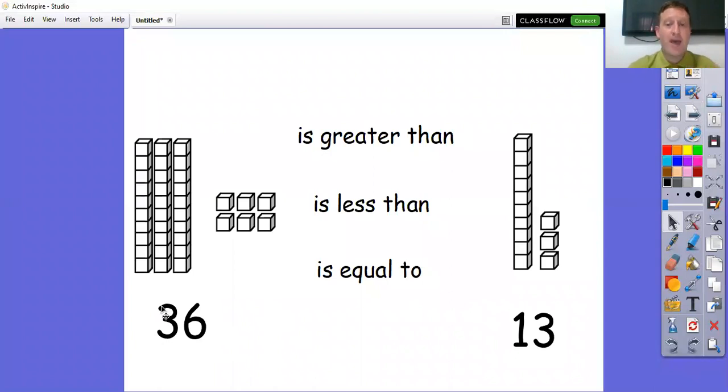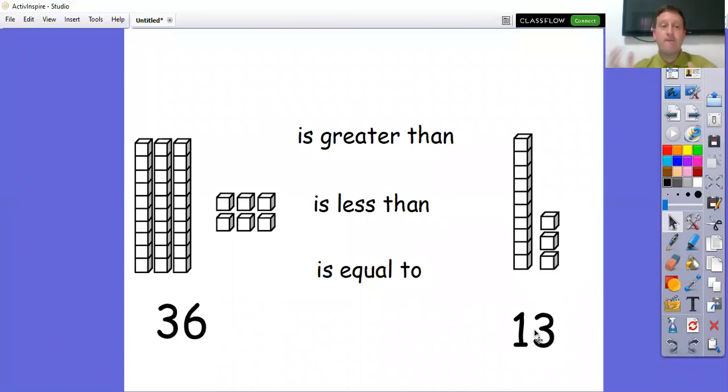Now let's compare that to our other number. We have 1 ten. So we know in this stick, or in this group here, there is 10. And then in the ones, we have 1, 2, and 3. So we know that 10 and 3 more is 13. But now we need to compare these two numbers.